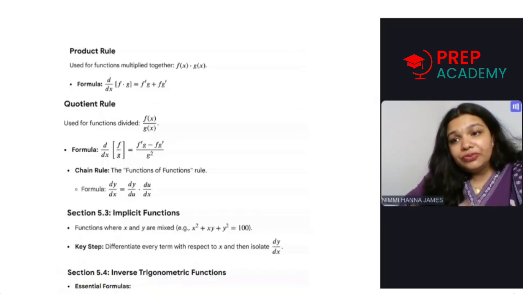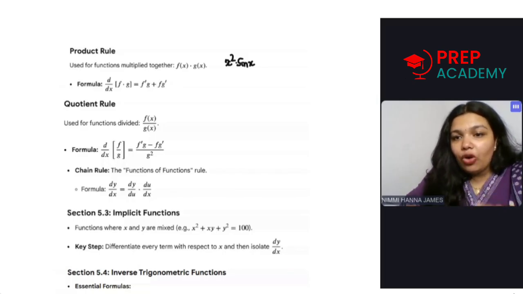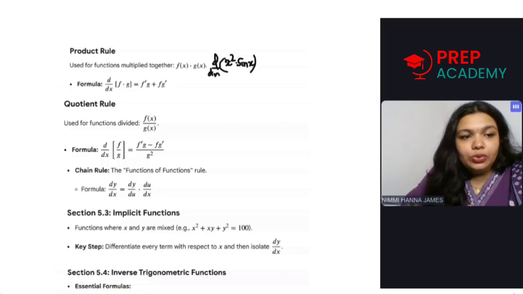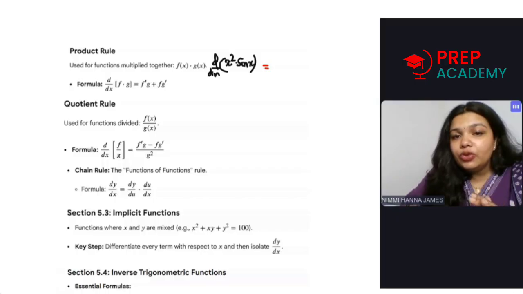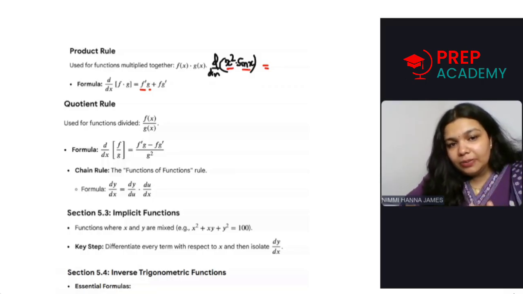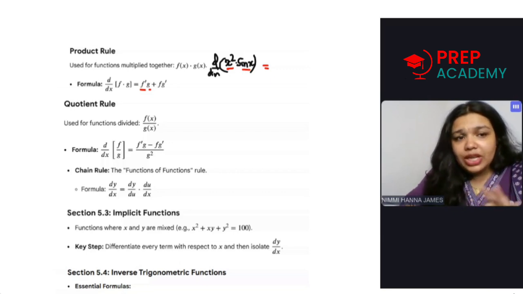Then the product rule. For differentiating a function that is the product of two functions, suppose x square into sine x, this is the function that we want to differentiate. d by dx of x square into sine x. How will we do that? It is the product of two functions, x square and sine x. So the formula is f dash into g: we first differentiate the first function and keep the second, then keep the first and differentiate the second one. That's the product rule.